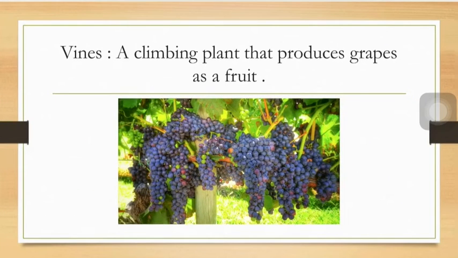Next word is vines. What are vines? A climbing plant. Now children, as you can see in the picture, this plant is climbing on the tree. A climbing plant that produces grapes as a fruit. Now if you can see, grapes are the fruits of this vine. Is that clear, children? This vine is spread all over the tree. The vine is spread all over the tree and grapes are the fruits of this vine.